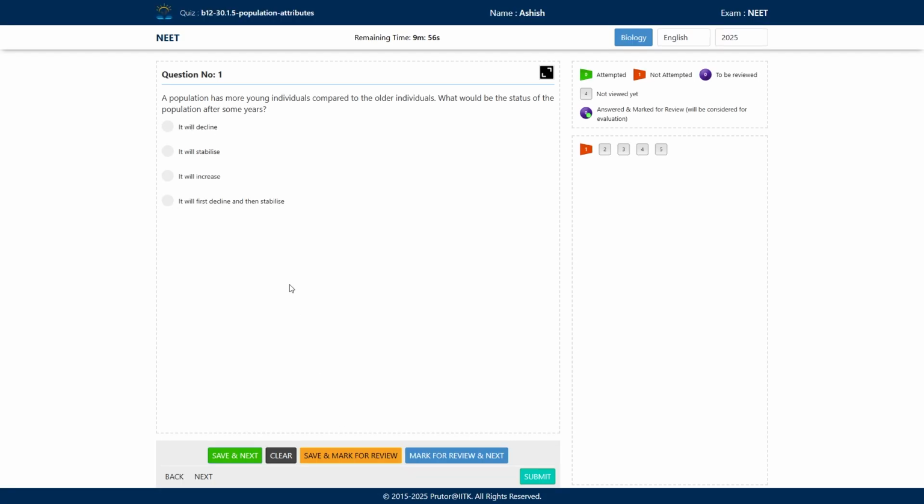So with this we have discussed the theory. Now let's discuss DPP related to these topics. So let's begin with the first question. The population has more young individuals compared to the older individuals. What would be the status of the population after some years? The options: it will decline, it will stabilize, it will increase, and option D, it will first decline and then stabilize. What is the correct answer?